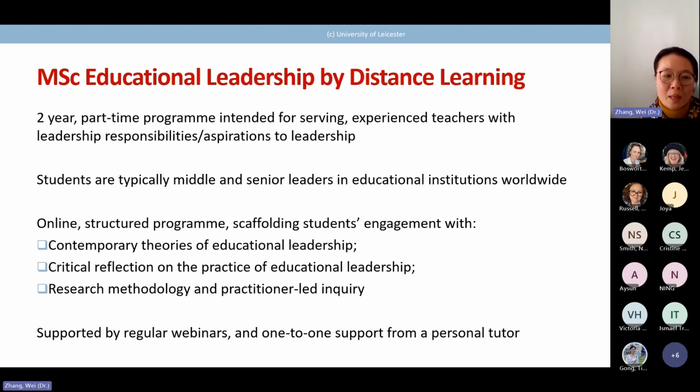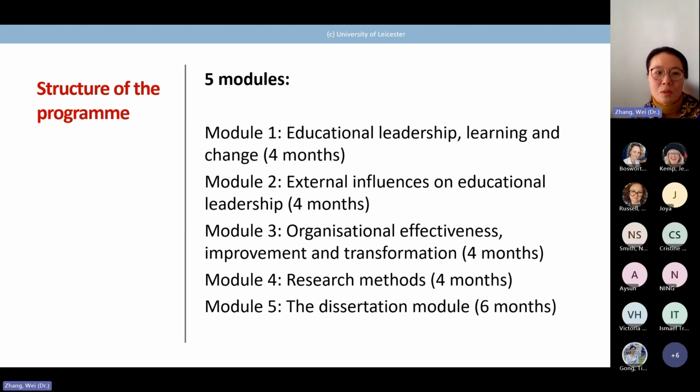Our students will be supported by a wealth of webinars, online activities, and one-to-one support from personal tutors. In terms of the program structure, this is much of a linear course. This means that before starting the next module, you have to successfully complete the previous module. As you can see, the entire program comprises 5 modules.